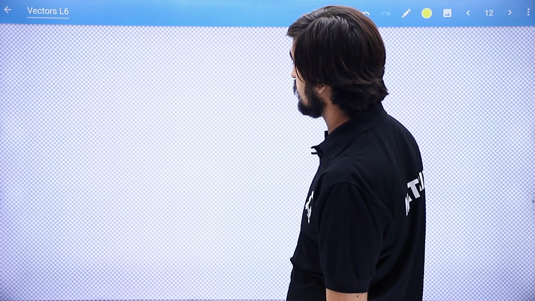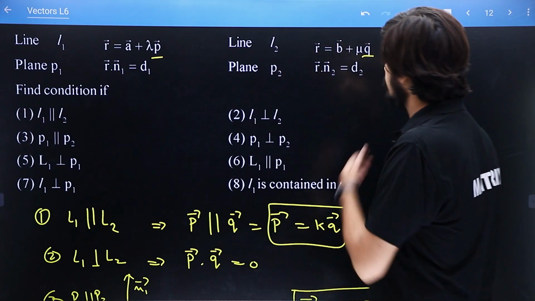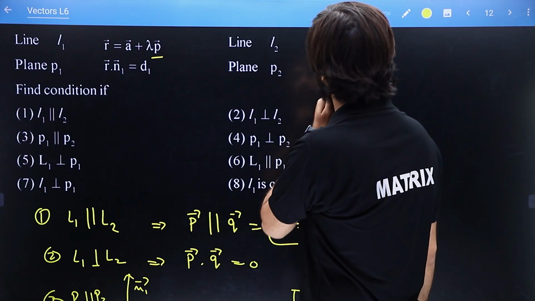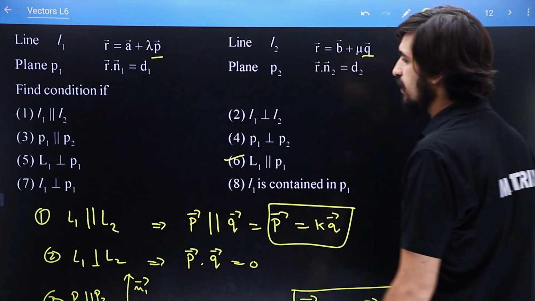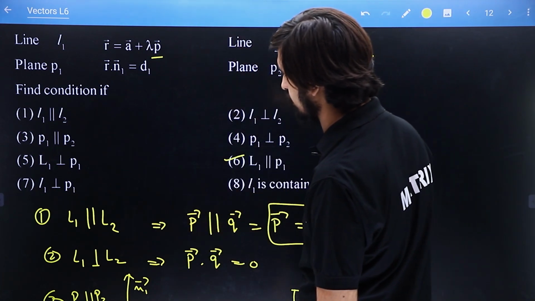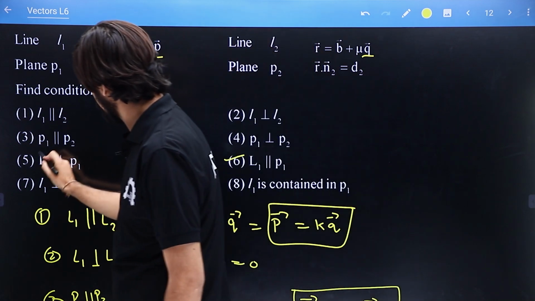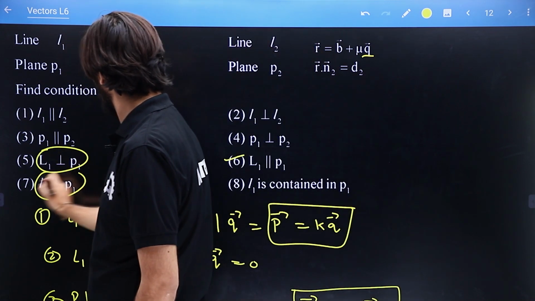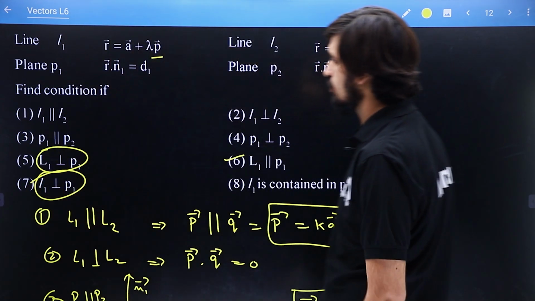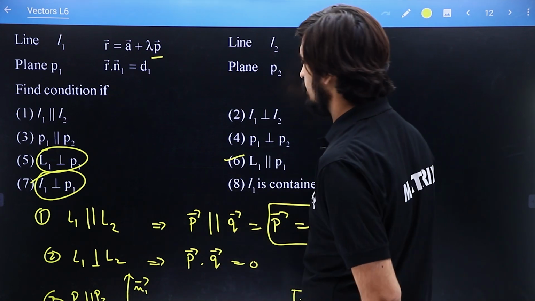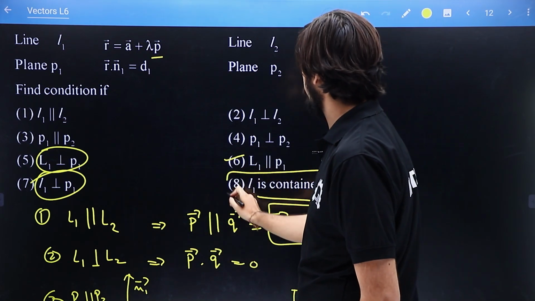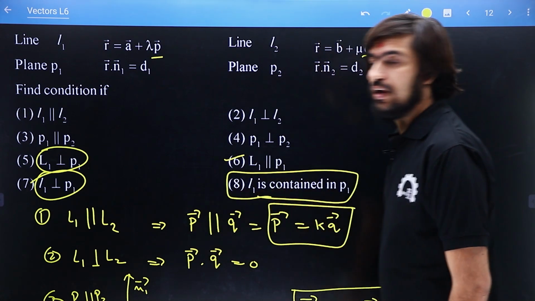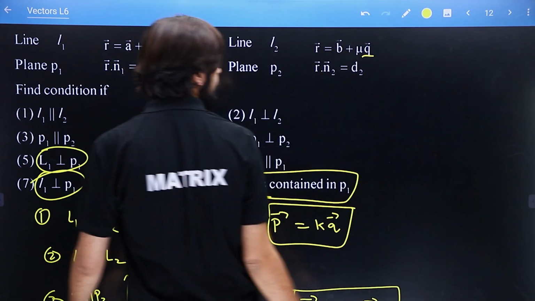Then which is the next condition? 6 done. 7th, L1 is perpendicular to the P1. What is the use? The 7th and 5th are the same. Next is 8th, L1 contained in P1. So what can we write?